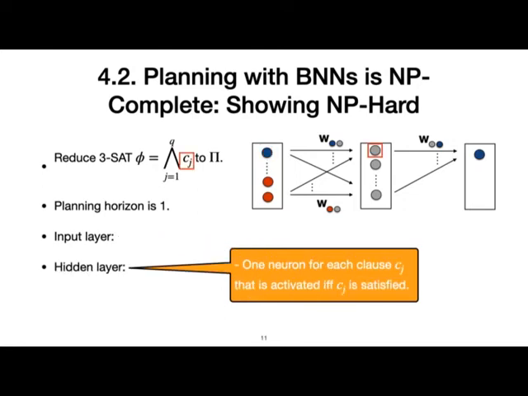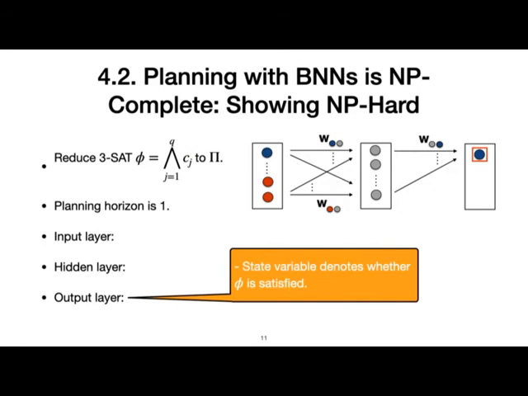We're going to construct a hidden layer with neurons where each neuron is going to represent a clause Cj uniquely, such that it will be activated if and only if that clause is satisfied. Finally, in the output layer, we're going to predict the value of the state variable such that the state variable is going to take the value of 1 if and only if formula phi is satisfied.